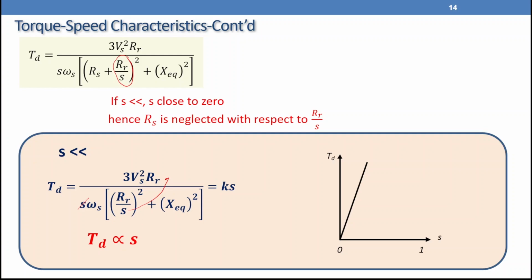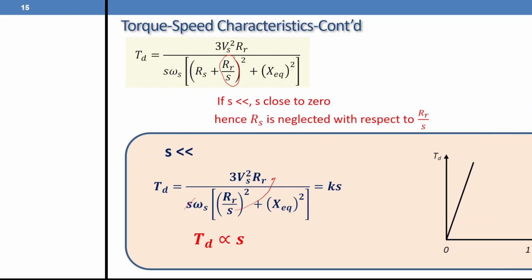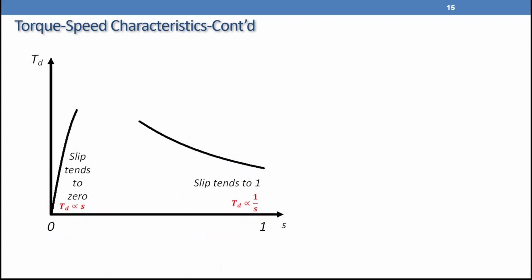So we have two functions now for the torque equation. One when S is too small, which is a linear function, and another one when S is too high, something like an inverse function. So how in one equation can you accommodate two functions? Let's sketch the torque slip characteristics when the slip varies from 0 to 1. We have two relations in one equation. When slip tends to 0, torque is proportional to S. When slip tends to 1, torque is proportional to 1 over S. So how are we going to plot the torque equation to accommodate both relations?